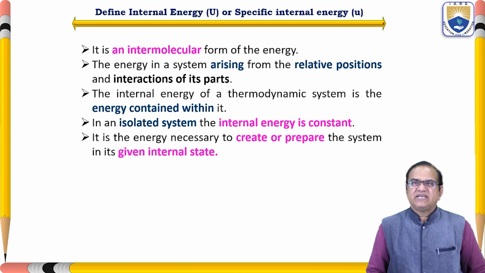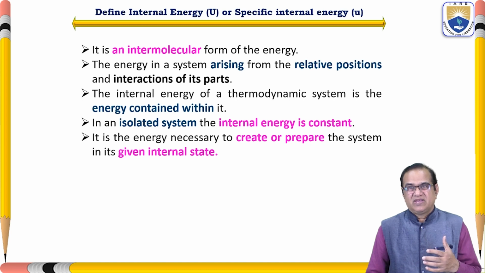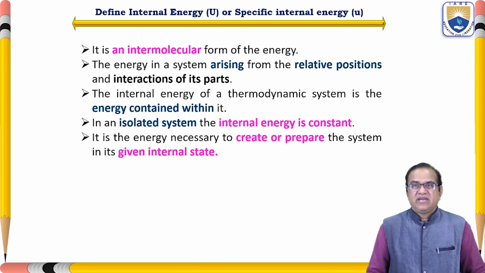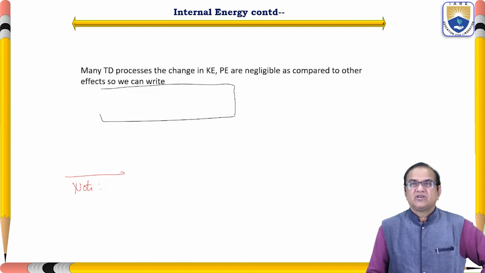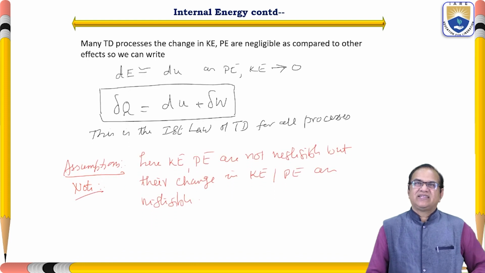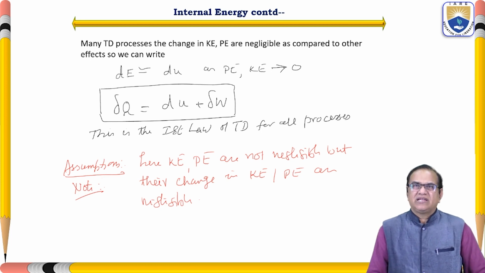It is the energy necessary to create or prepare the system in its given internal state. So it is the internal energy which is present inside the system, and it is necessary to create or prepare the system in its given internal state. Here we can see that in many thermodynamic processes, the change in kinetic energy and potential energy are negligible as compared to the other effects.